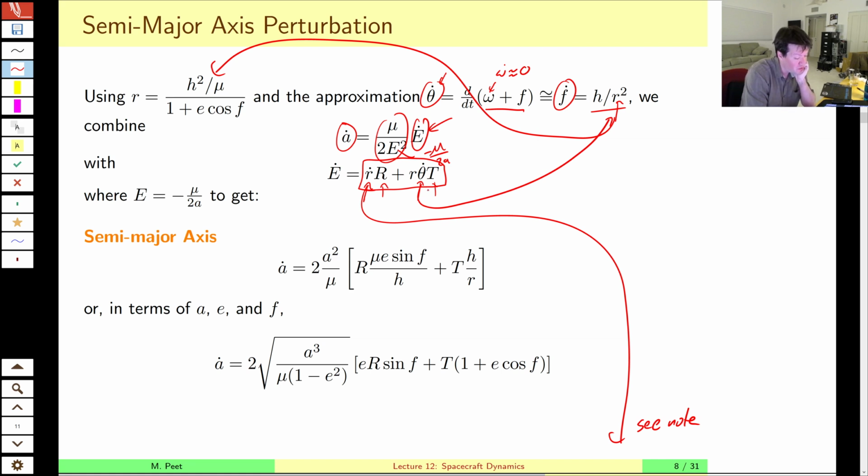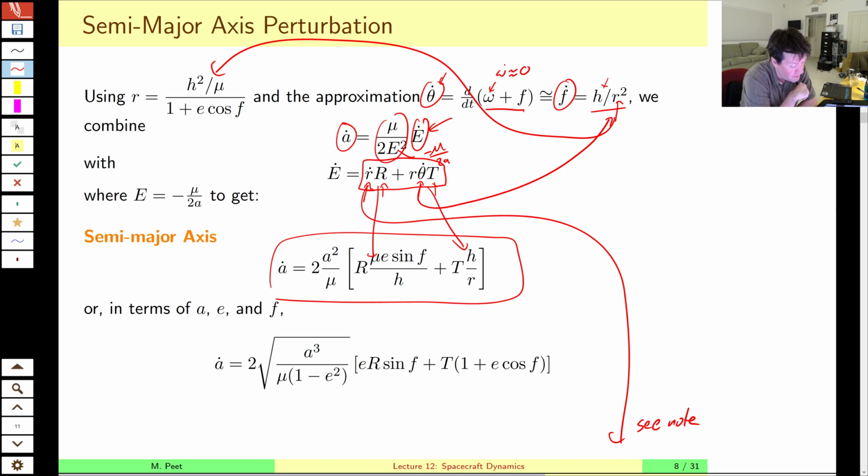So we now have expressions for both of these terms in terms of orbital elements, also H, but H is a constant of motion, so that's okay. And so we plug those in, and we get this expression for A dot. So here's the R term, and here's the theta dot term. Obviously the theta dot term is a little simpler than the R term. The T term is a little bit simpler than the R term, but there we go.